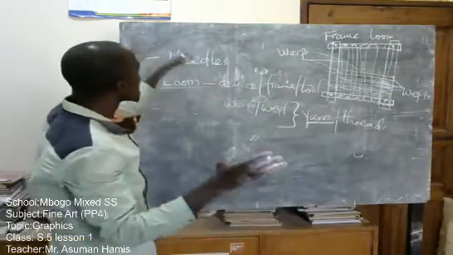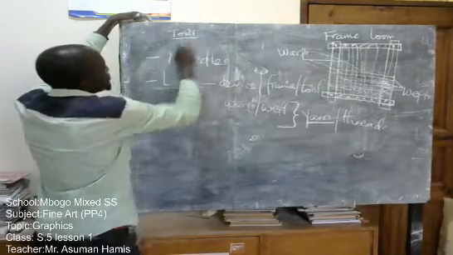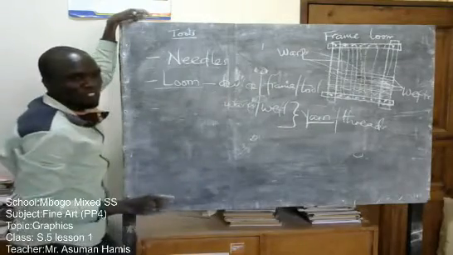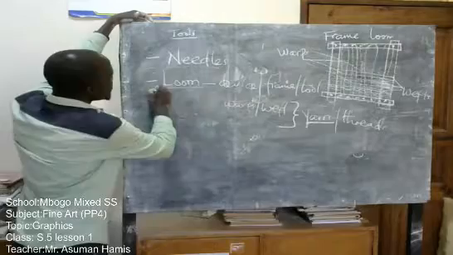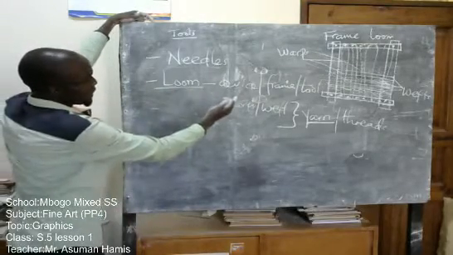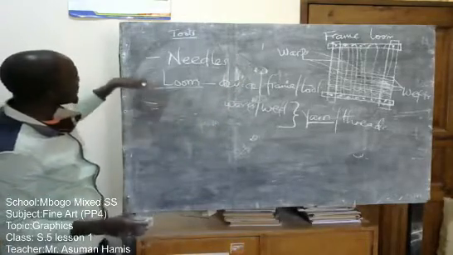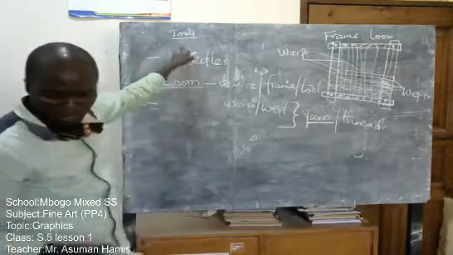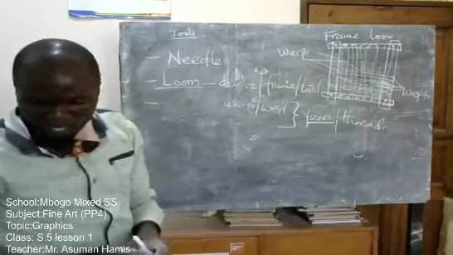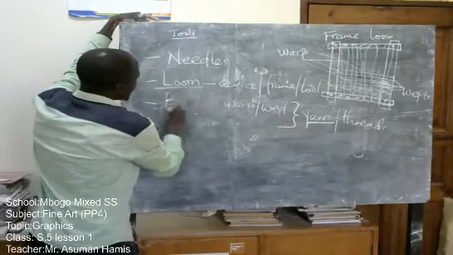And that is it. So we're still listing the tools that are used in weaving. The first tool that I talked about is the needles. The second tool that I'm talking about is the loom, which I have actually defined. The third tool that I can talk about is the beater.